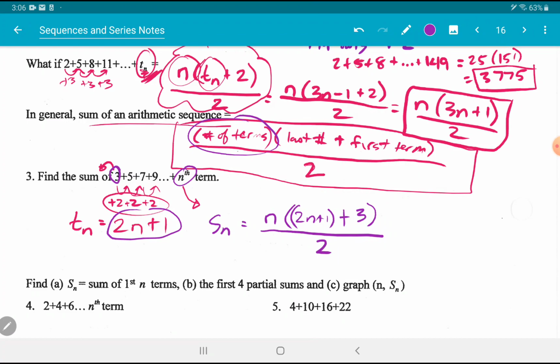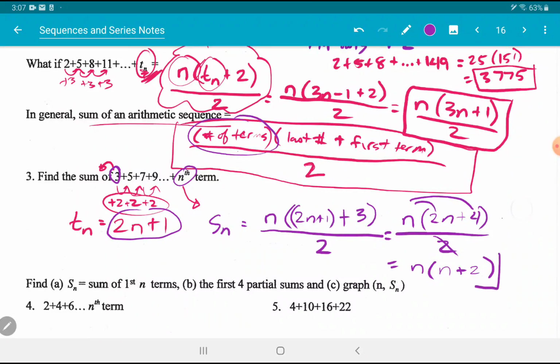And then from here, we just simplify just a little bit more. We're going to get n times 2n plus 1 plus 3 is going to give us 2n plus 4 all over 2. And if you want to simplify just a little bit more, you can factor out the 2. Even divide the 2 out once you do that, and then you'll end up with n times n plus 2, basically, like that, right? Okay? So, yeah, that's basically it. Okay?